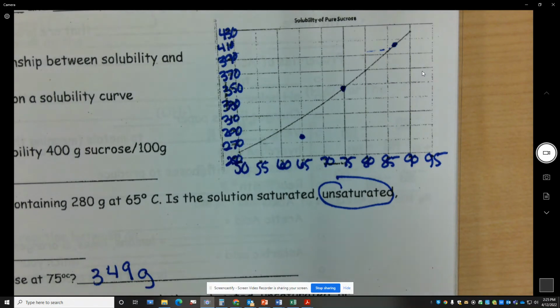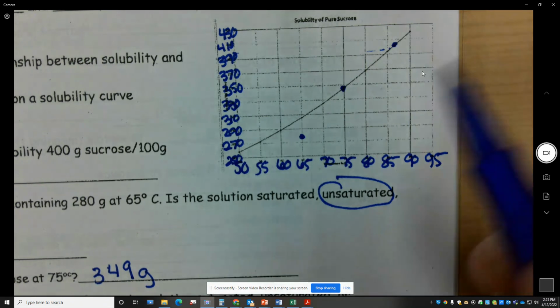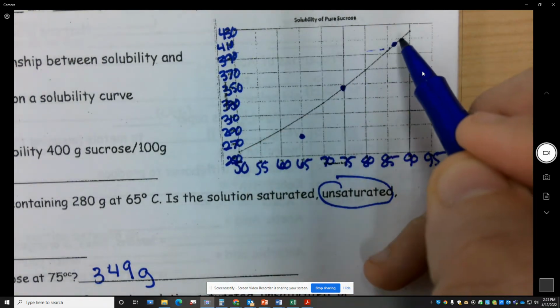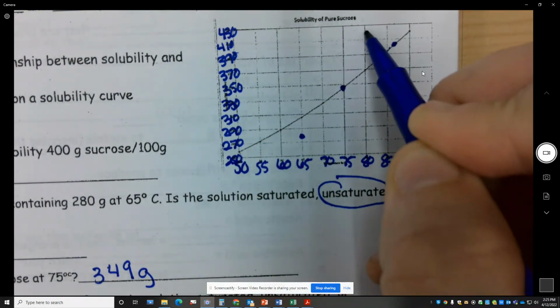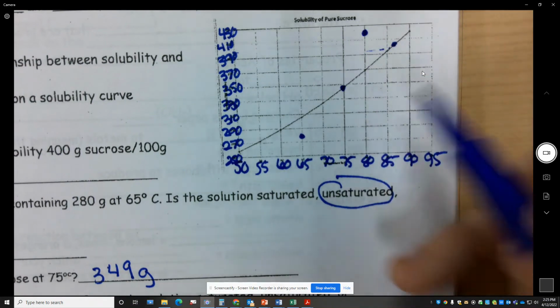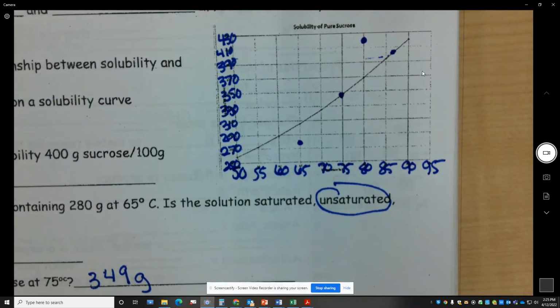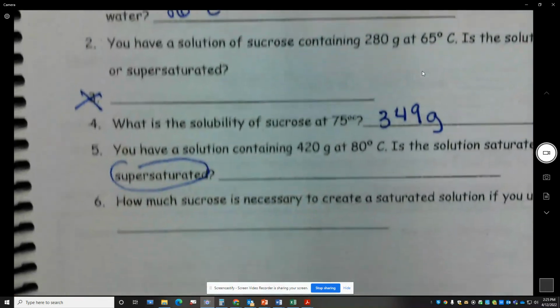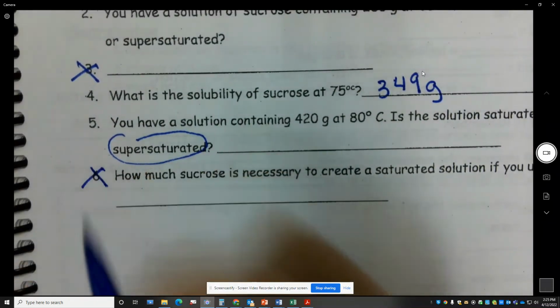The next one says you have a solution containing 420 at 80 degrees. So 420 at 80 degrees, that's going to be up here. It would be supersaturated. Okay. And then the last one, number 6, don't do that one.